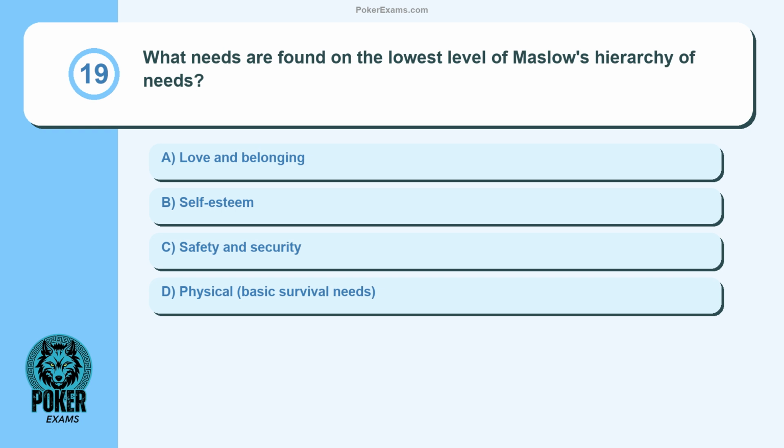Question 19. What needs are found on the lowest level of Maslow's hierarchy of needs? Love and belonging. Self-esteem. Safety and security. Physical, basic survival needs.